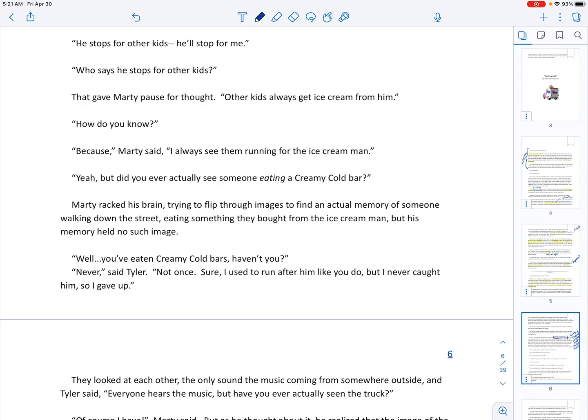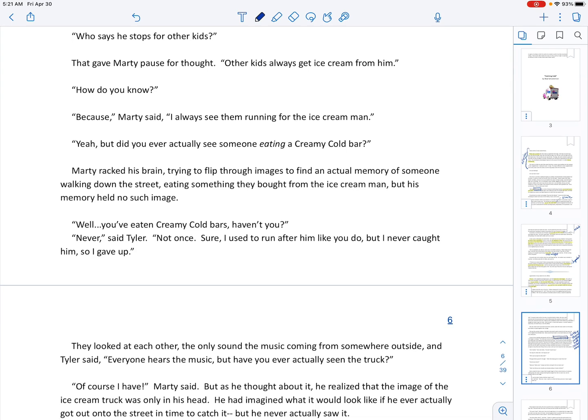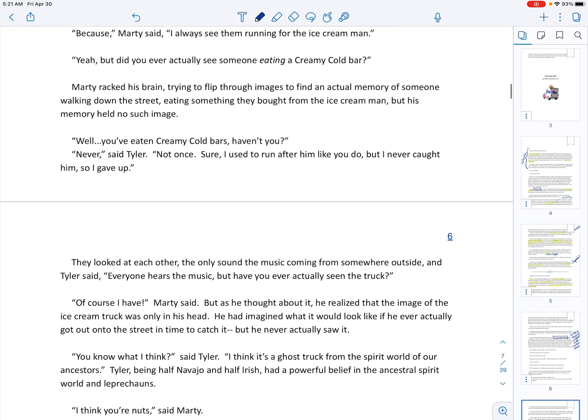Marty racked his brain trying to flip through images to find an actual memory of someone walking down the street eating something they bought from the ice cream man, but his memory held no such image. "Well, you've eaten creamy cold bars, haven't you?" "Never," said Tyler. "Not once. Sure, I used to run after him like you do, but I never caught him, so I gave up."